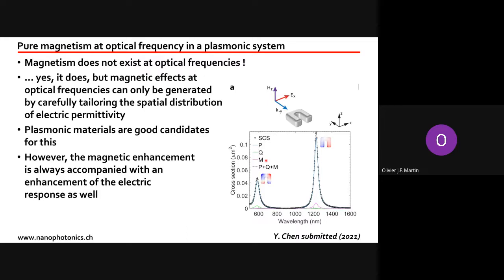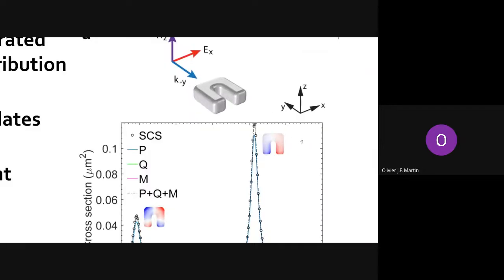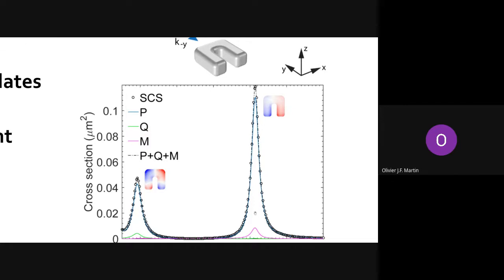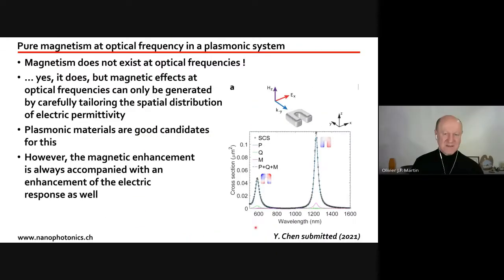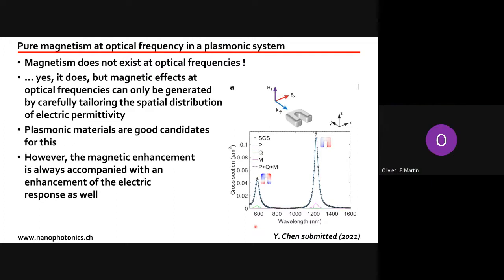So our dream would be to find a system where there would only be a magnetic dipole, and these two terms would be negligible. But we see that if we look again here, the response is always dominated by the electric response, in blue, the electric dipole, and the magnetic effect is usually very, very small. So the question is, can we engineer our system such that we would have something that would be essentially magnetic?